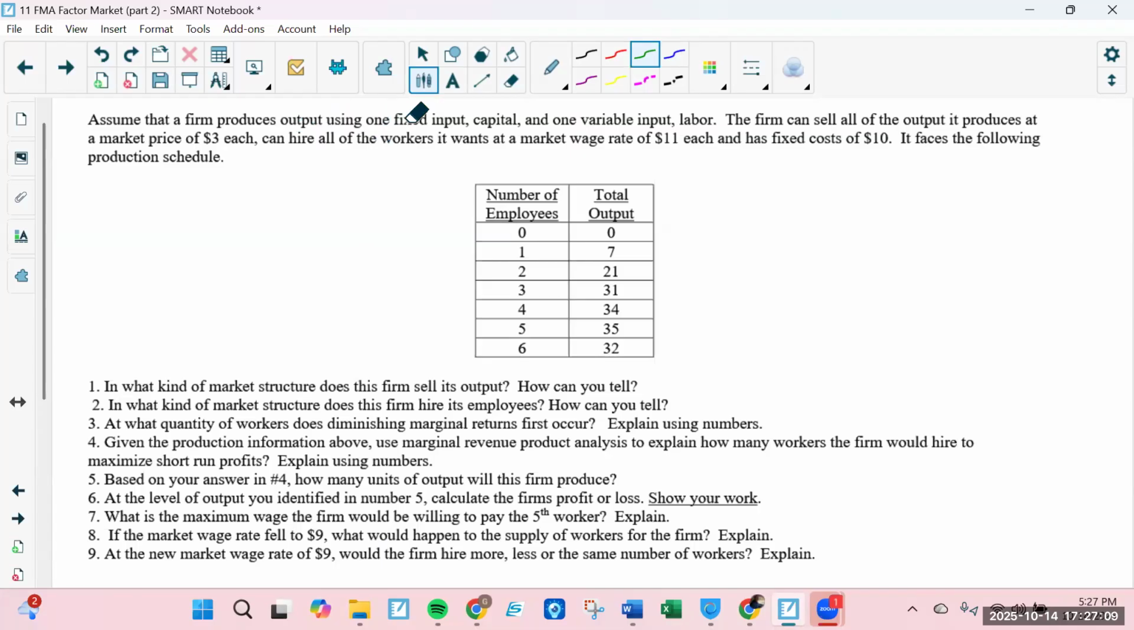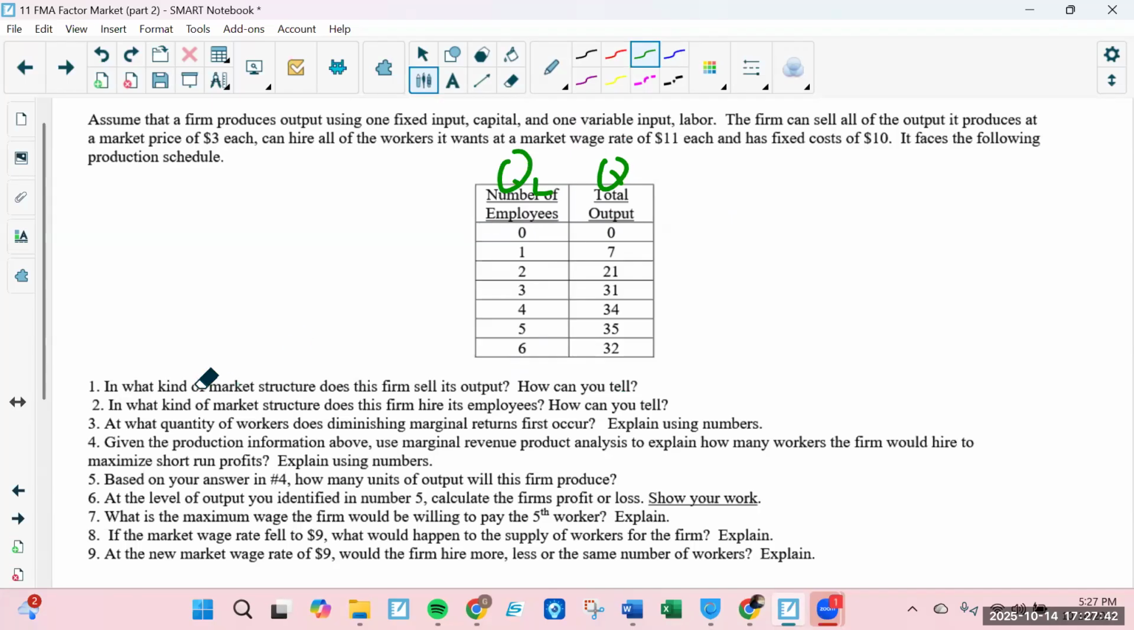Assume the firm produces output with 1 fixed input, capital, and 1 variable input, labor. The firm can sell all of its output at a market price of $3. So this is in the product market. The price is $3, and it can hire all the workers it wants at a wage rate of $11, and it has a fixed cost of $10. It faces the following production schedule. This is the number of employees, and this is total output, which is the same thing as Q, quantity of output. This is the same thing as quantity of labor.